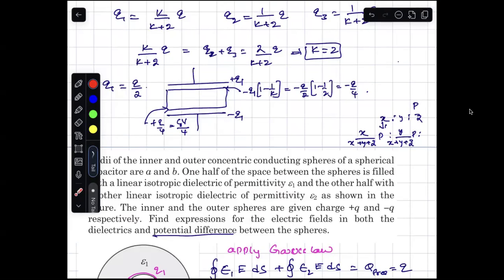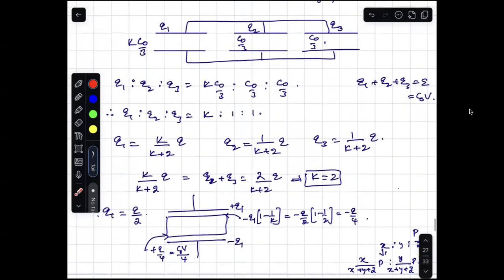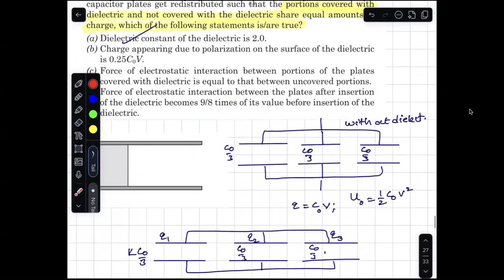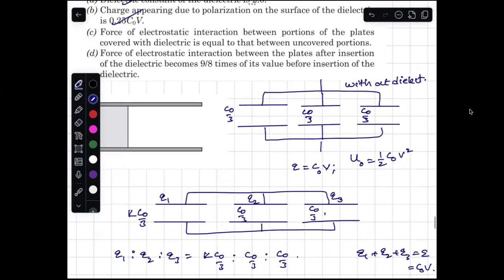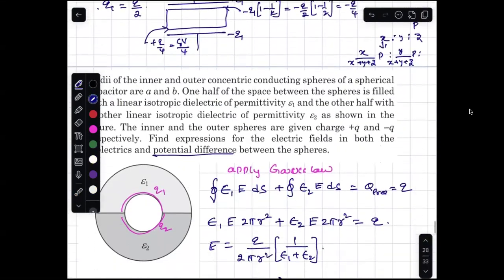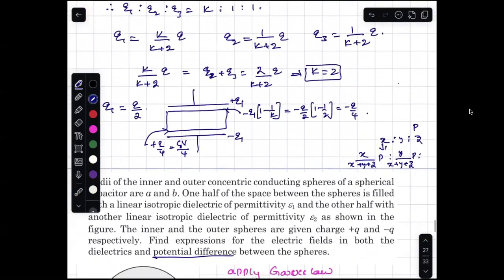Right, that is the case. That is not the completion of the question. One more part is also there. Now, I am asking you, the first part of the question is done. Second part, charge appearing due to polarization is also correct. This is also correct. Next, the C and D options also we need to work out.